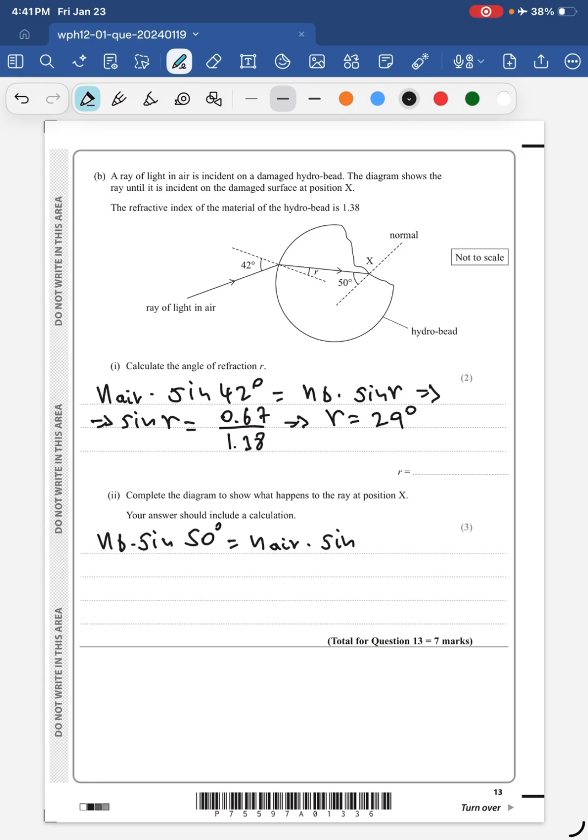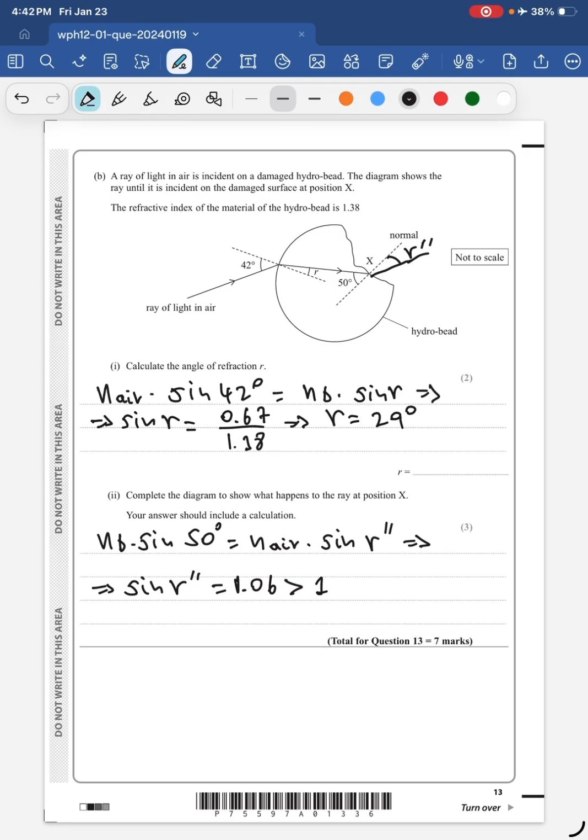I'm a little bit confused. Okay, so the ray should go something like that, right? So let's call this angle R double prime. So sine of R double prime is 1.06, which is larger than 1. Therefore, what happens? Total internal reflection, right?